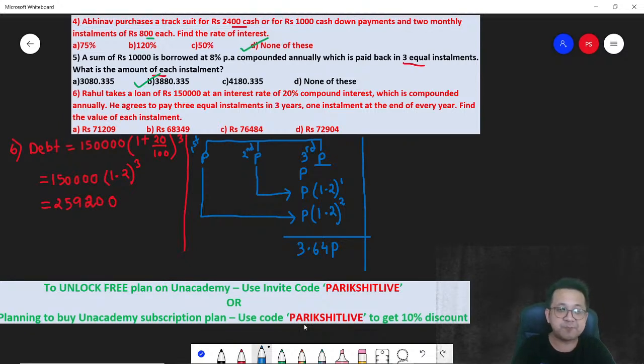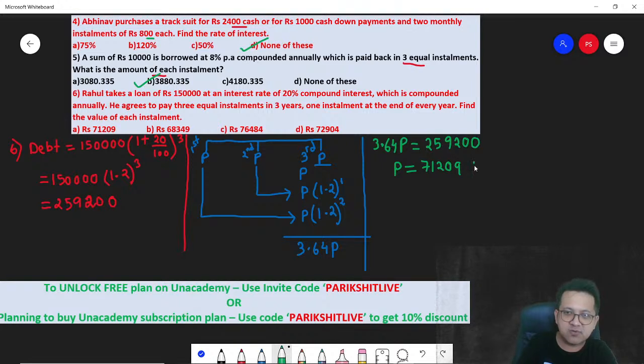So at the end of 3 years, this is the money in the bank's savings account, 3.64P. As per the question, 3.64P must be equal to 259,200. So how much is the value of P? Determine the value of P. 259,200 divided by 3.64. You'll get your answer as 71209. That's your answer, Option A.